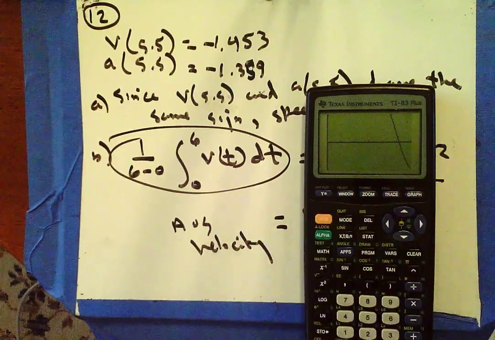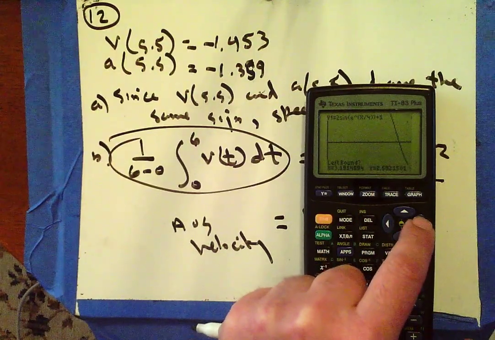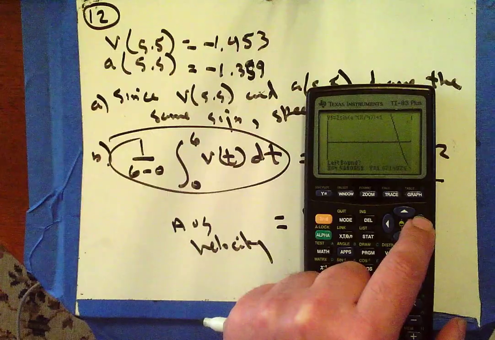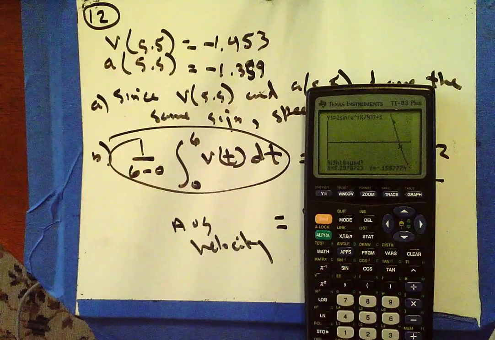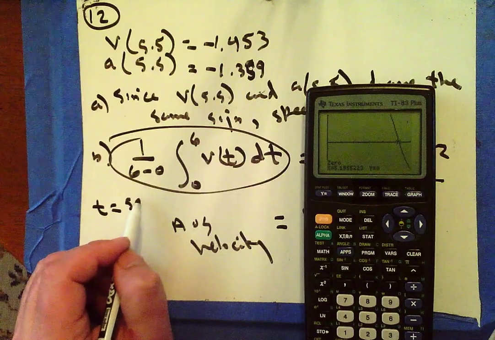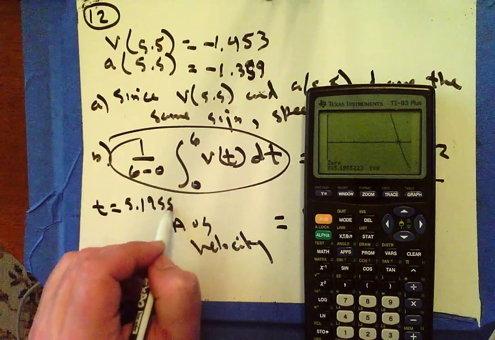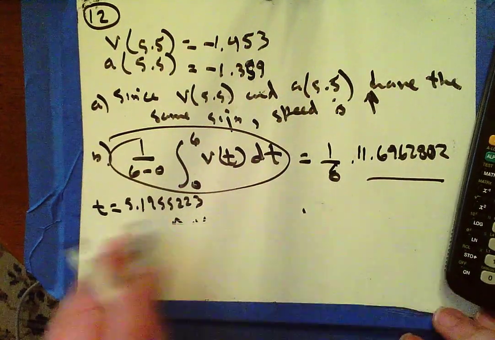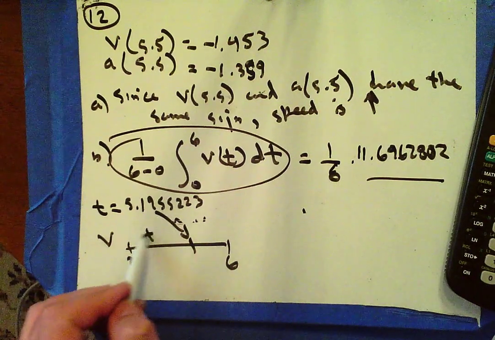I see one place where velocity changes sign. Second, calculate zero. Okay, enter, enter, enter. So t equals 5.1955223. Okay, that's when velocity goes from positive to negative. V, 0, 6, and this one critical point.